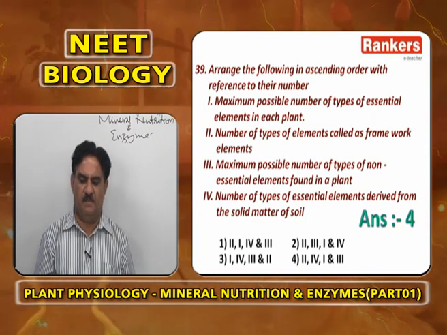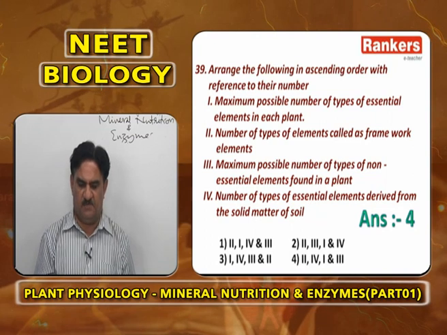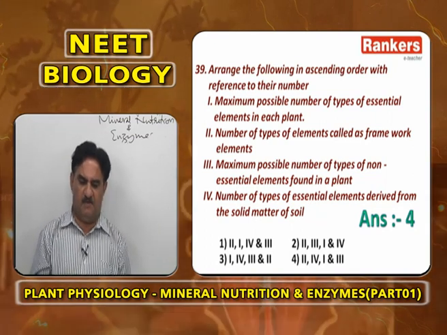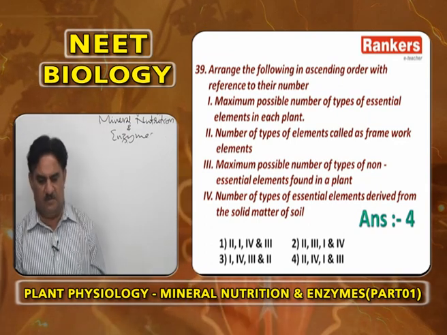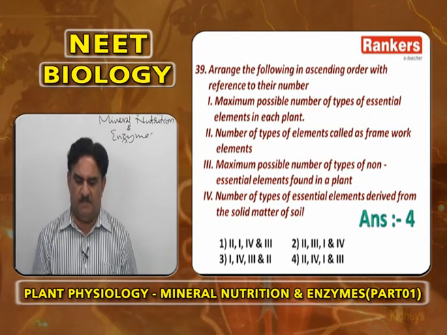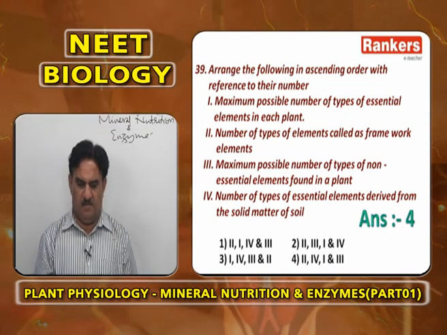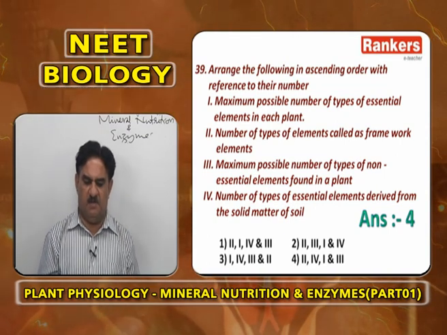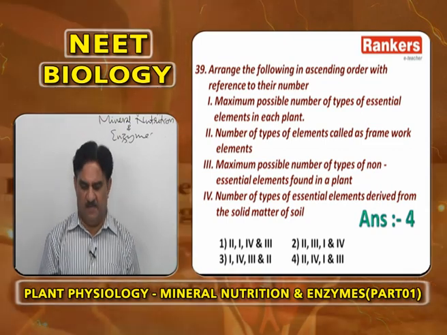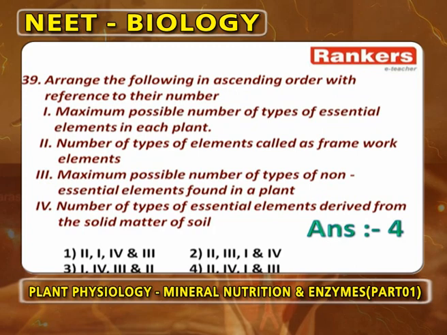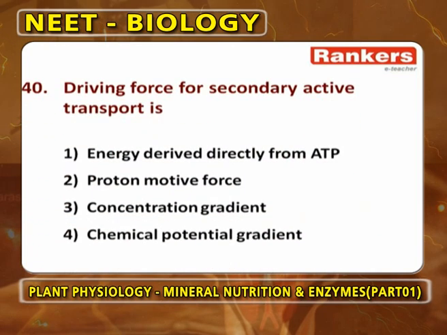Number of types of elements called framework elements, that is 2 first. Next 4, number of types of essential elements derived from the solid matter of the soil. Then 1, maximum possible number of types of essential elements will be 13. And 3, maximum possible number of non-essential elements in the plant. So answer is 2, 4, 1, 3. Next.